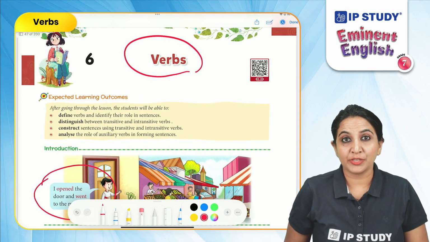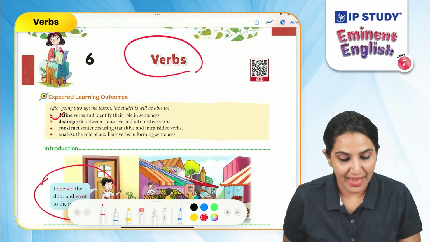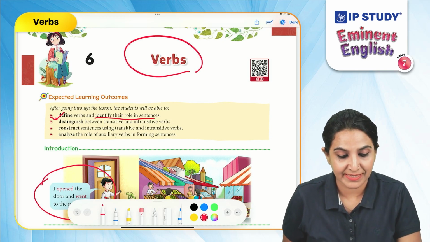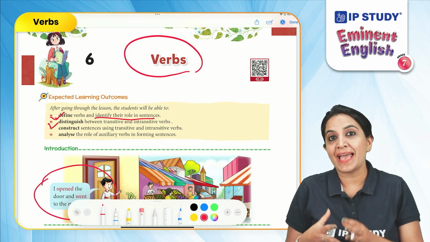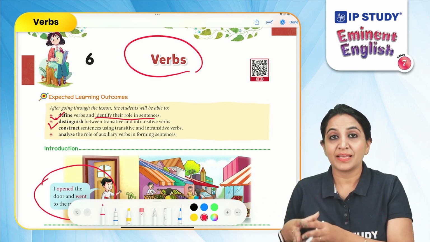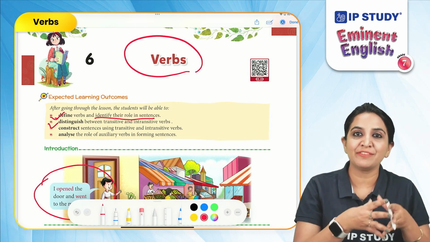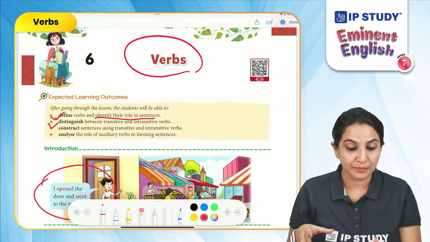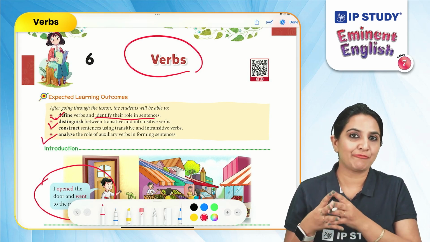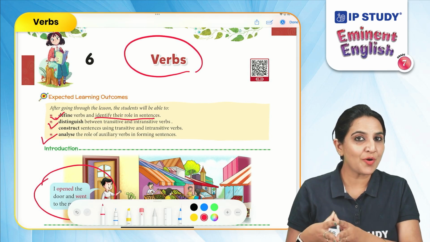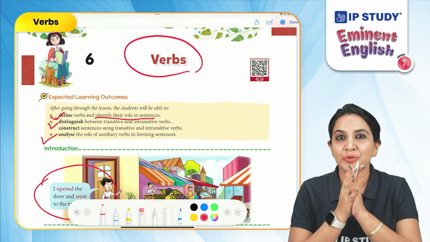In this lesson, you're going to learn how to define verbs and identify their role in sentences. Distinguish between transitive and intransitive verbs. Learn how to construct sentences using transitive and intransitive verbs. Analyze the role of auxiliary verbs in forming sentences. So, be with us in the whole chapter. Let's start. What is a verb?